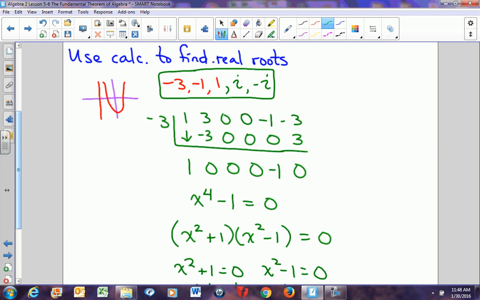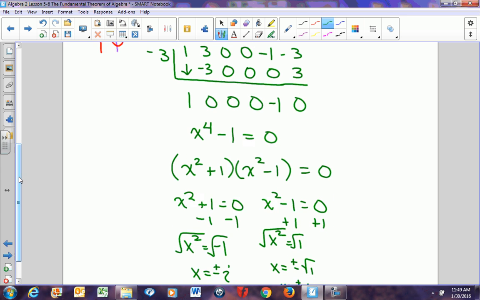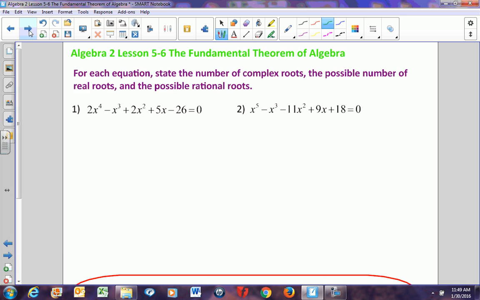It's a little easier if you can use your graphing calculator, because it does eliminate a lot of the testing of the possible rational roots. But you're still going to have to do both on your test, so it's good that you're familiar with both of them. All right, the other thing that you have to be able to do is look at an equation, state the number of complex roots you're going to have, the number of possible real roots, and the possible rational roots.